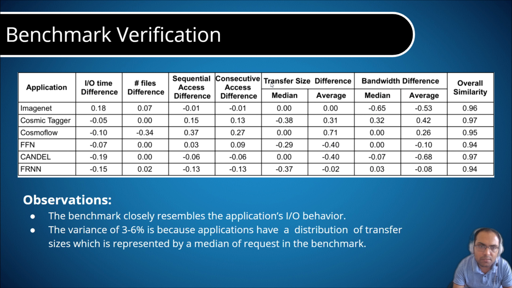In the first set of tests, we want to perform a similarity analysis between our benchmark and the deep learning applications we studied in this work. We observe that in general, we can get close to actual application behavior with a small variance of 6%. This variance is because we use a median of all request sizes instead of a complex distribution that the applications have. This is done for simplicity and better understanding of the benchmark.